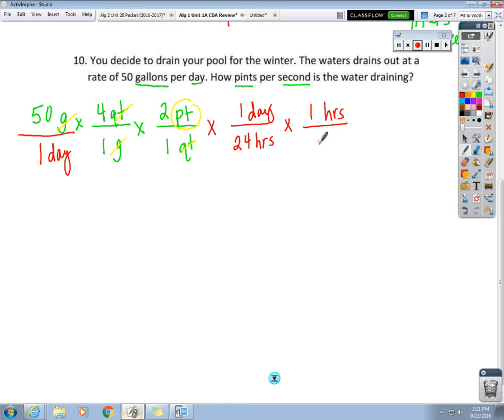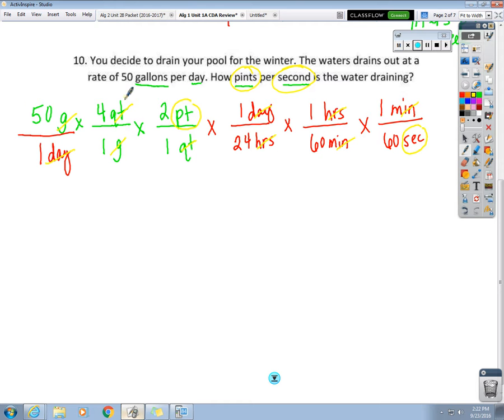1 hour is, okay, but we can't stop because we're trying to get to seconds. So 1 minute is 60 seconds. Okay, so now look, everything crosses out nicely. Days and days cancel out, hours, hours, minutes, minutes, leaving just seconds that don't get crossed out, and pints, which is good because isn't that what they want the answer in?